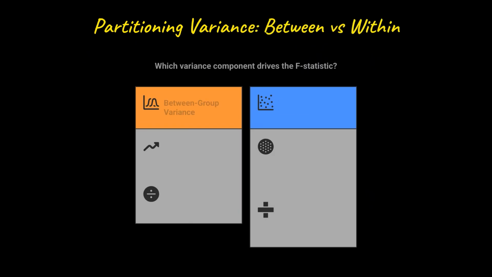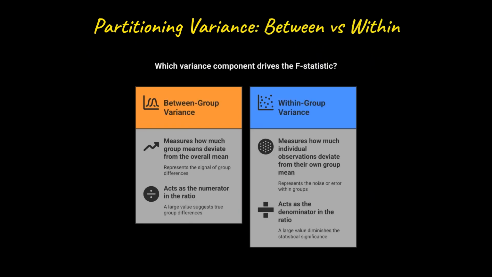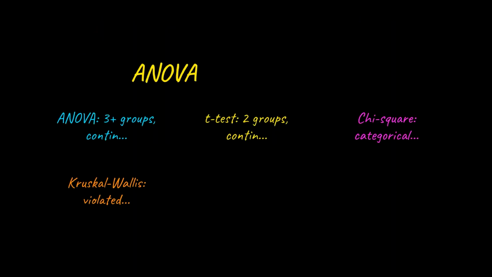The core mechanism is partitioning total variance into two parts: variance between groups and variance within groups. Their ratio is the F statistic. A large F means group differences are big relative to background noise, signaling that at least one mean truly differs.